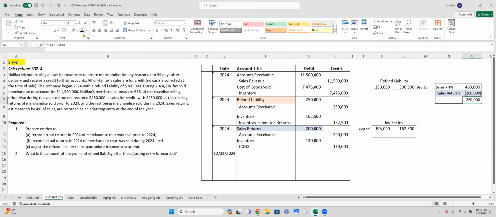So what do I need to be concerned about? 260. This is going to be my estimated returns, and that estimated returns is what I need to have as my ending balance.